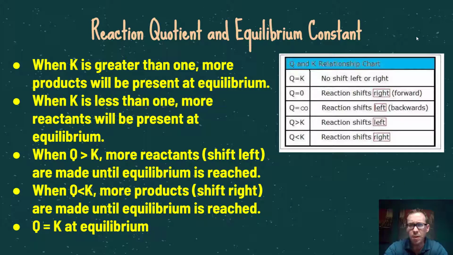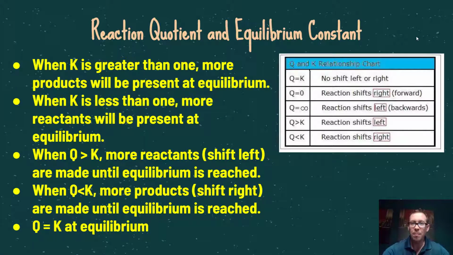And it's the same for when the value for K is less than 1. It refers to the fact that we are going to have more reactants present at equilibrium. And again, that makes sense because if the numerator is smaller than the denominator, then K is going to be less than 1, and in the denominator, hard word to say, in the denominator, we have more reactants as opposed to products.